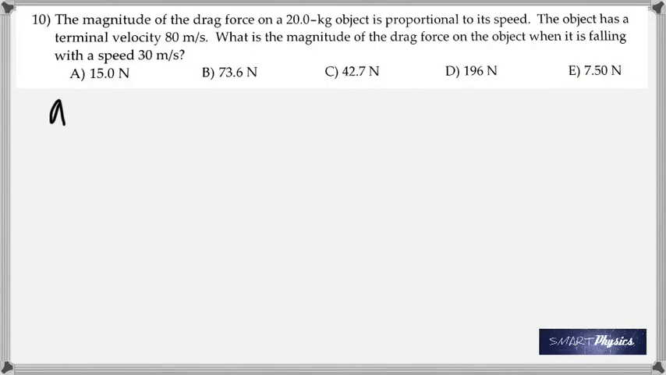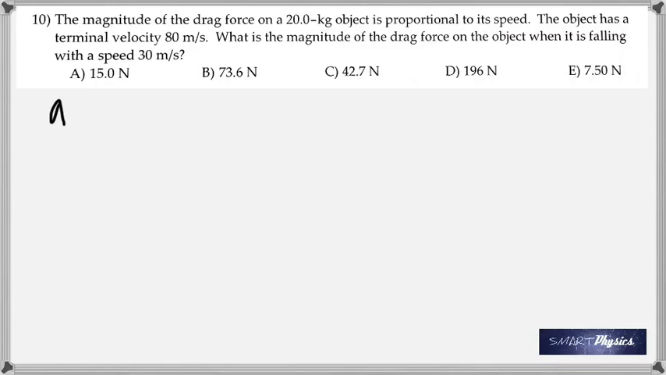In number 10, the magnitude of the drag force on a 20-kilogram object is proportional to its speed. The object has a terminal velocity of 80 meters per second. What is the magnitude of the drag force on the object when it is falling with a speed of 30 meters per second?